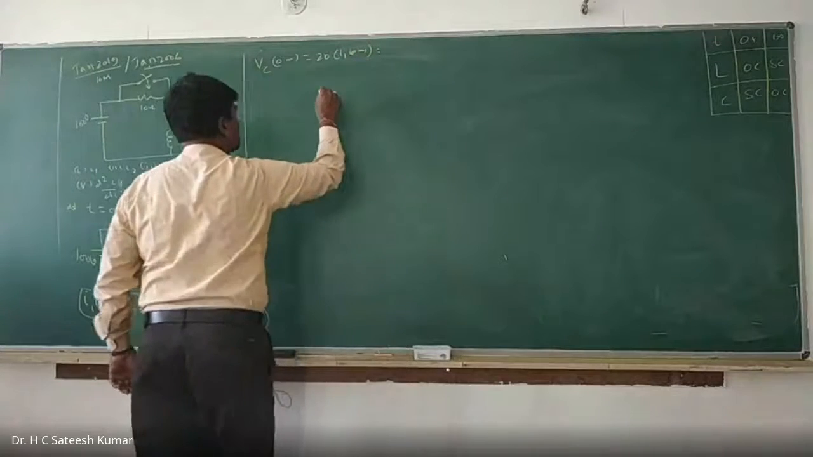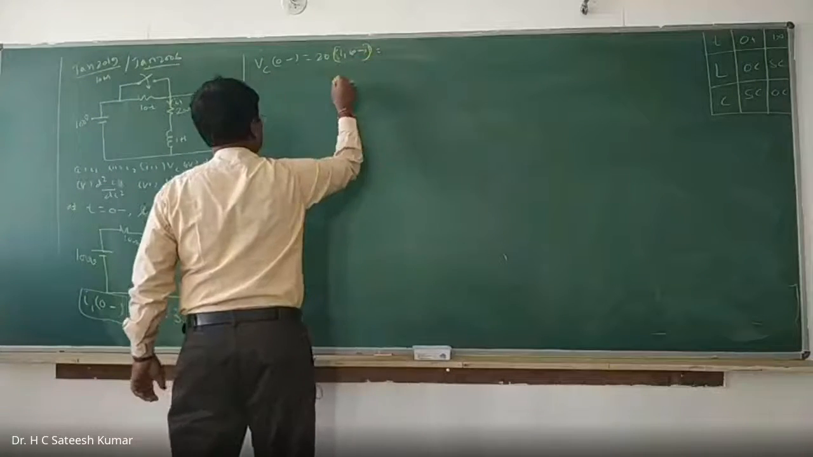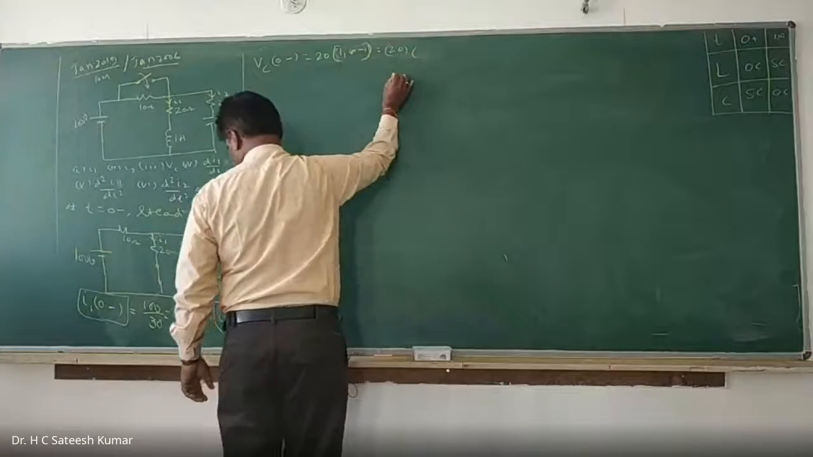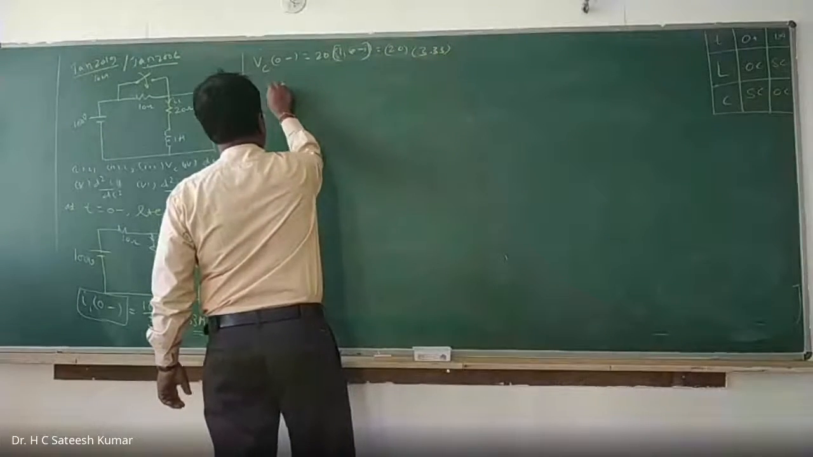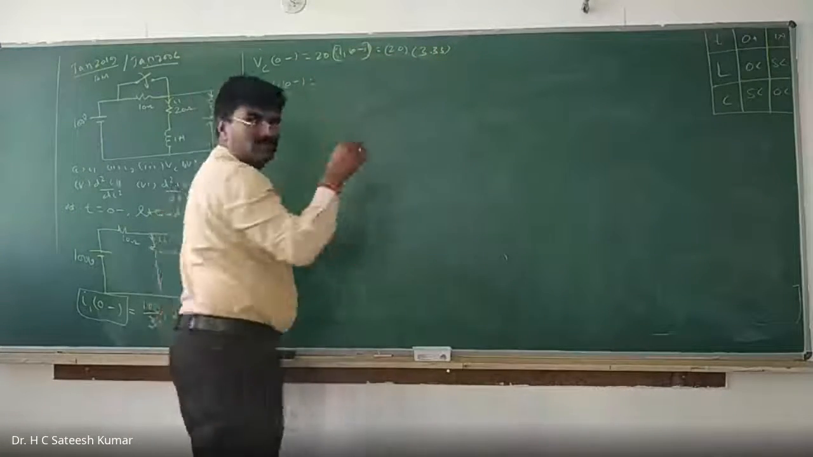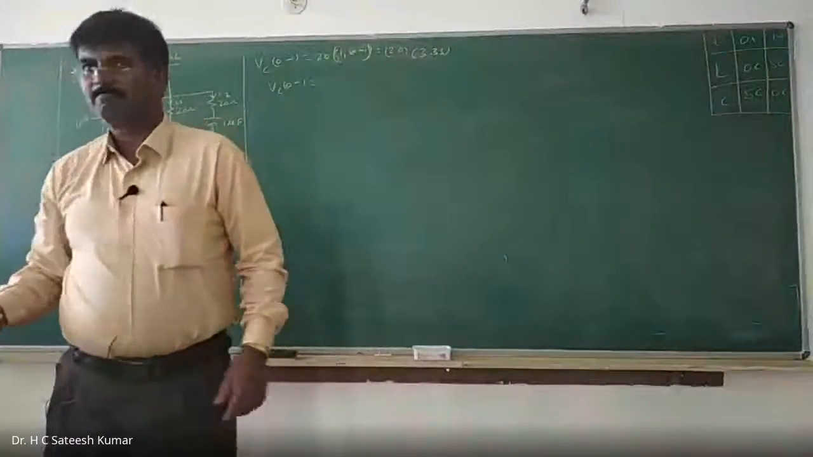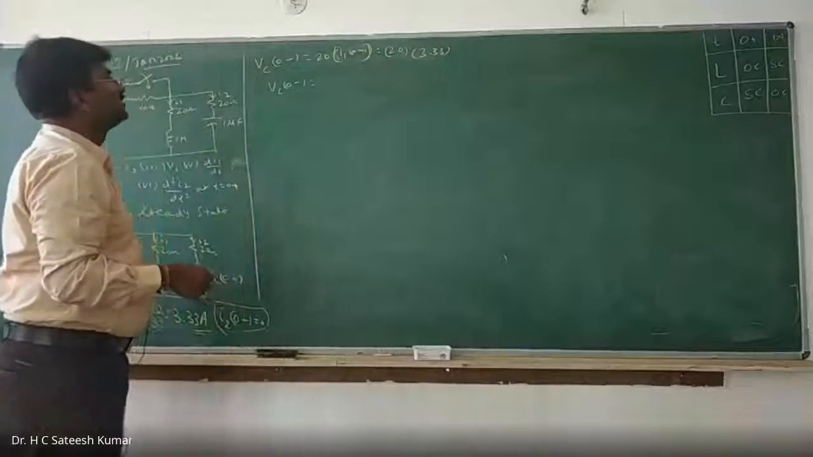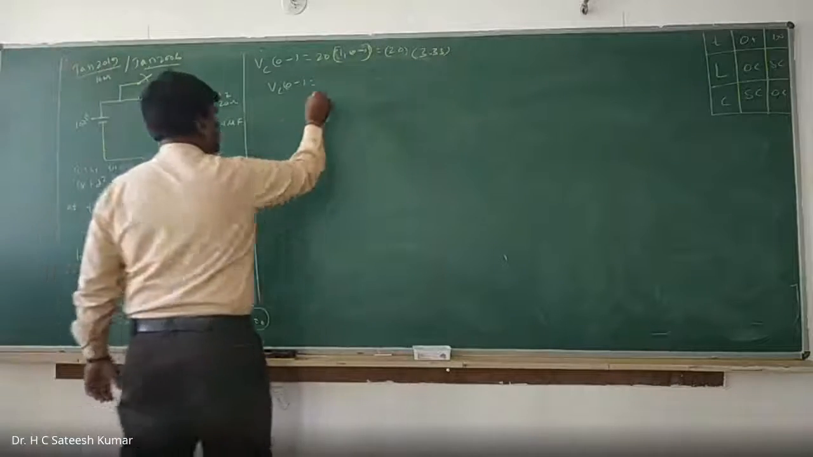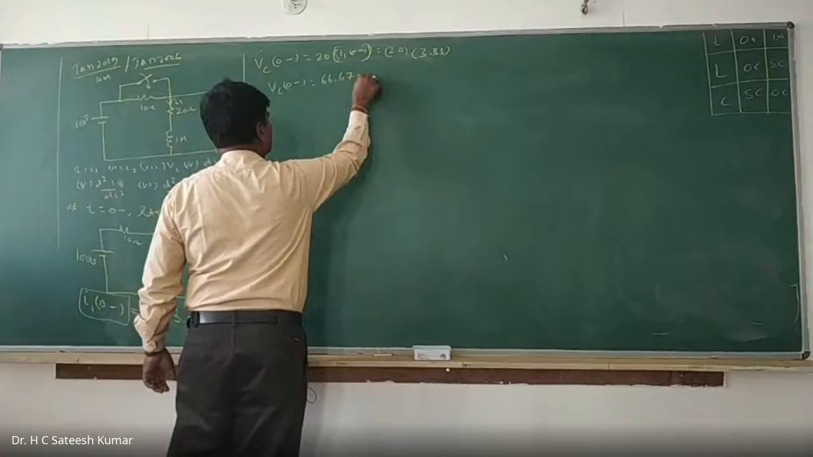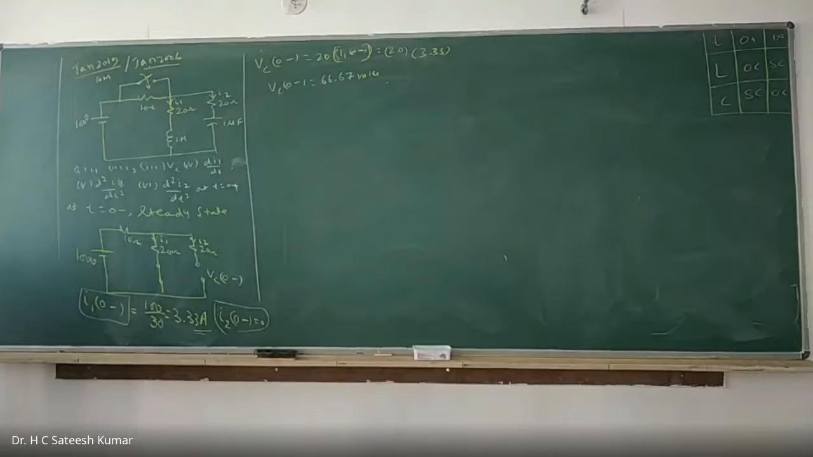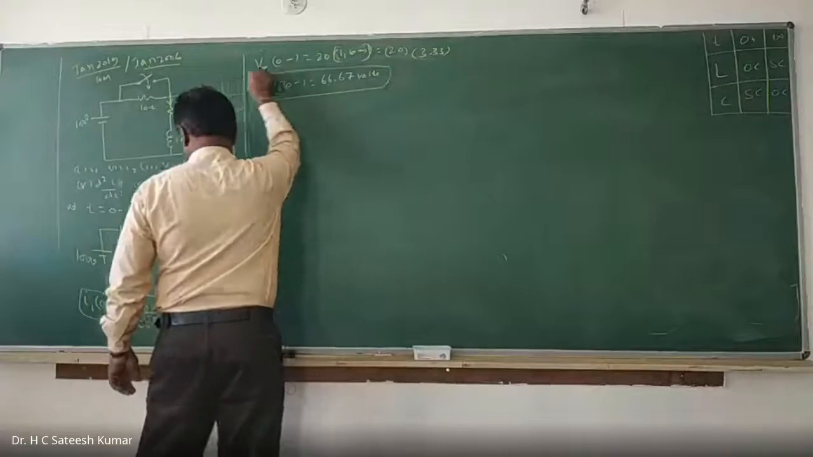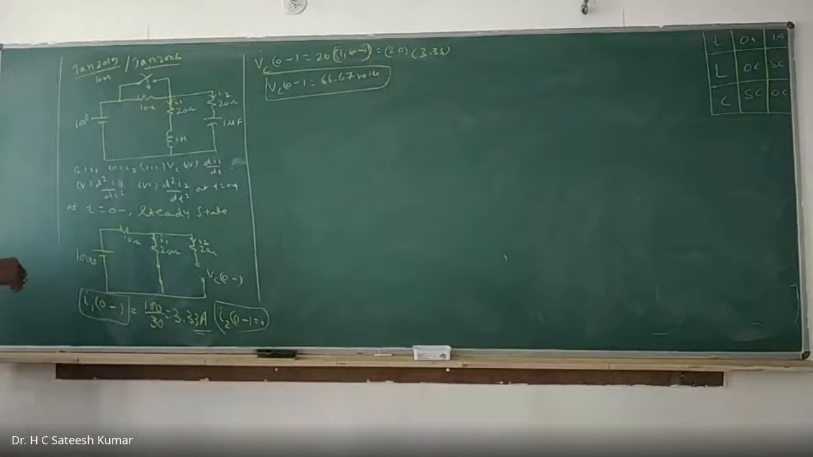That is equal to 20 into I1 at 0 minus. I1 at 0 minus is 3.33. So VC at 0 minus is equal to how much? Calculate. 66.67, if I'm right. 66.67 volts. Right? So that is your VC at 0 minus. So we have calculated I1, I2, and VC.